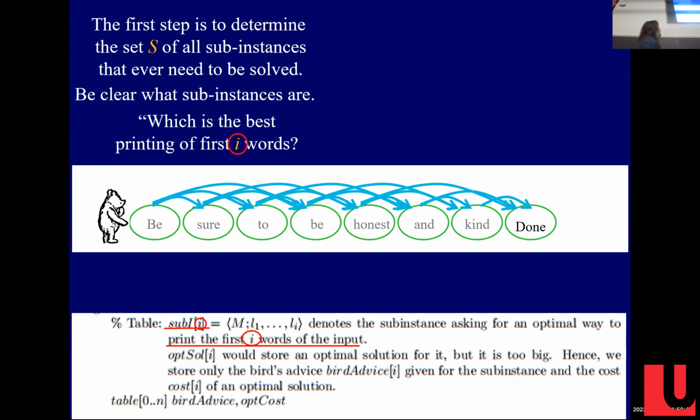Well, they're going to be indexed by i, and here I'm giving it a name, sub-instance i, bracket i. Of course, that's just the name so we can talk about it. It's not actually stored anywhere. And what is it? It's basically, how do I print the first i words? Because that's what we said.